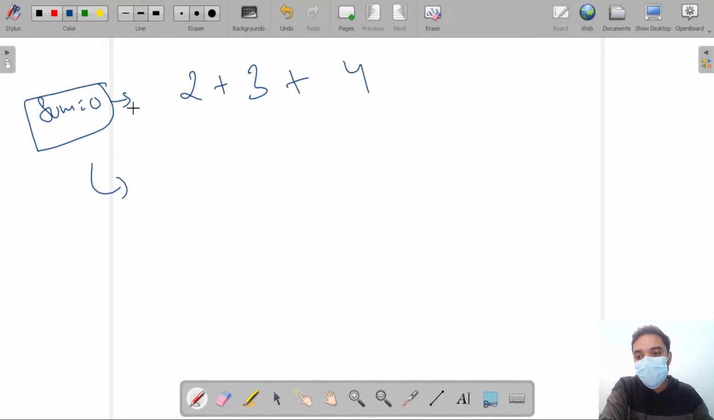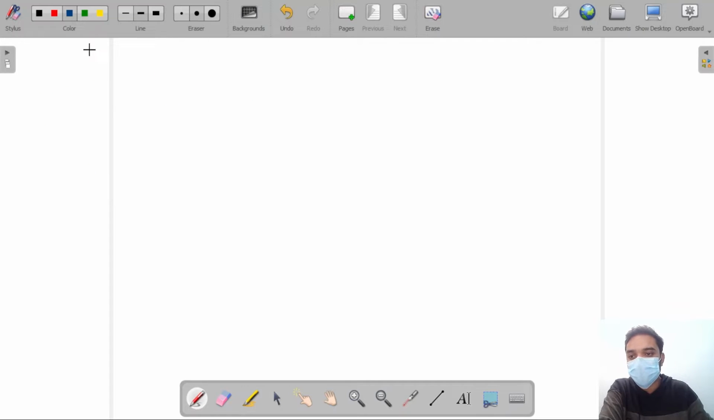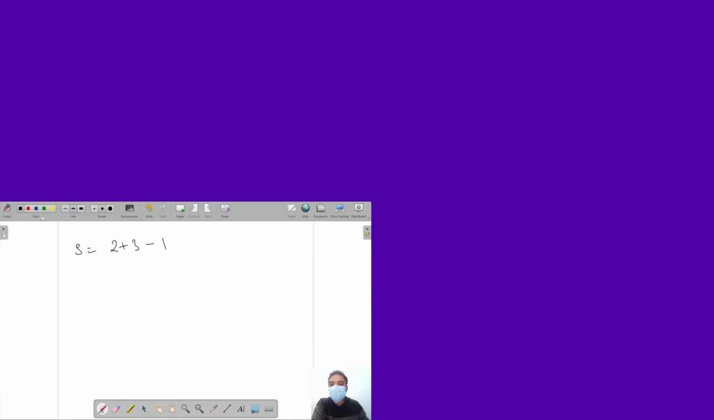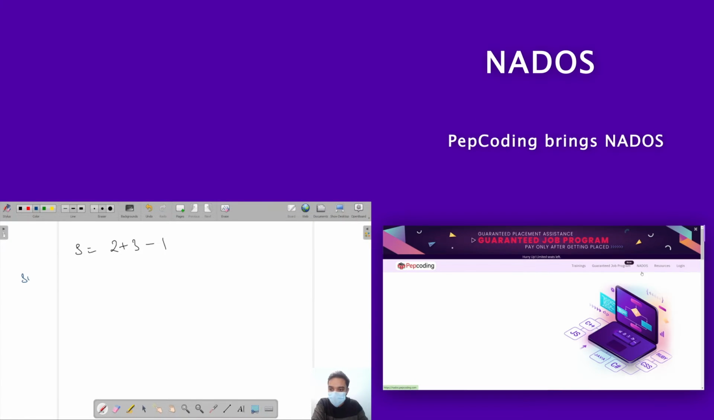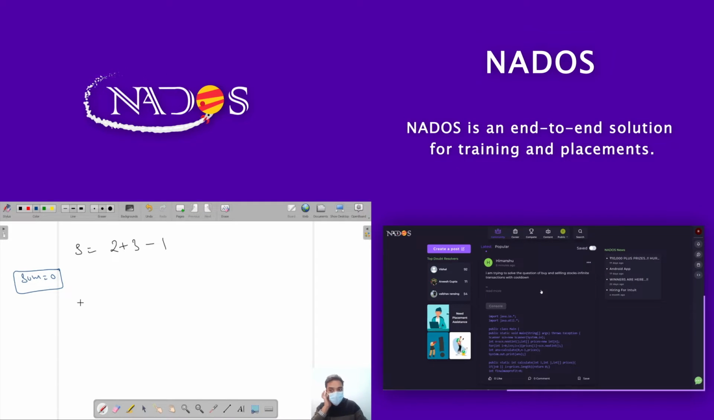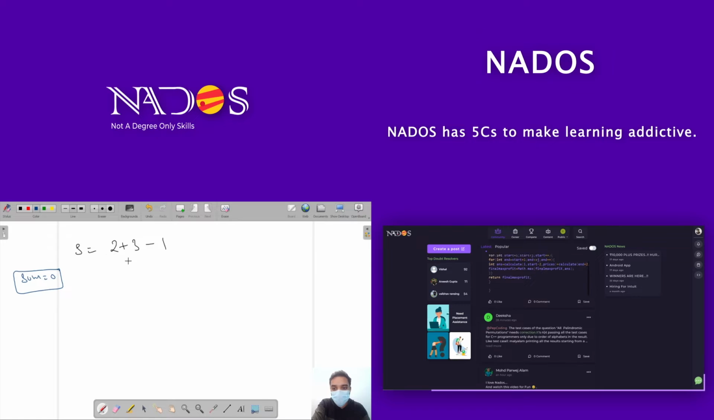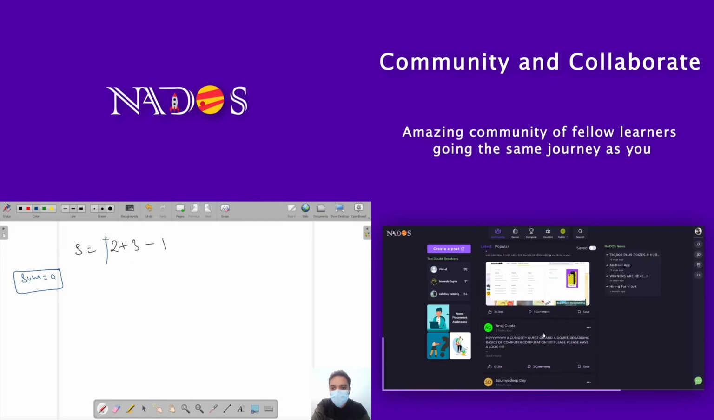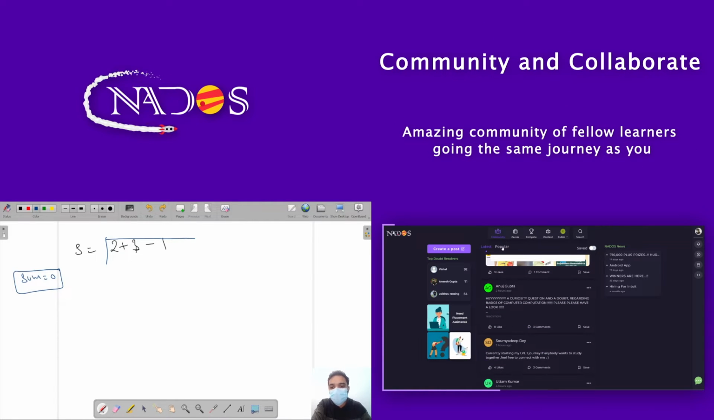So what can I do now? Let's say this is my string: 2 plus 3 minus 1. I am initializing an integer sum equal to 0. Then I will be iterating over this string from the very start.